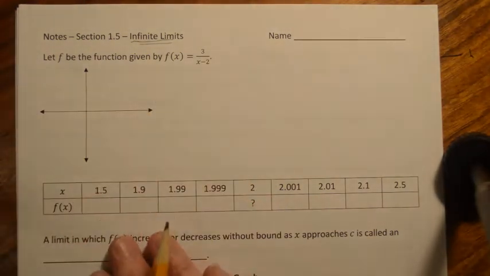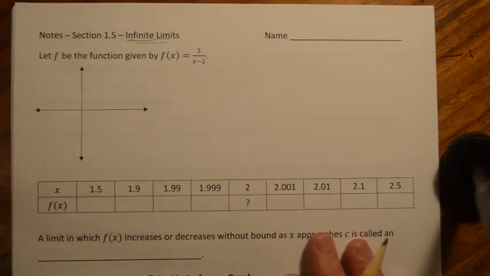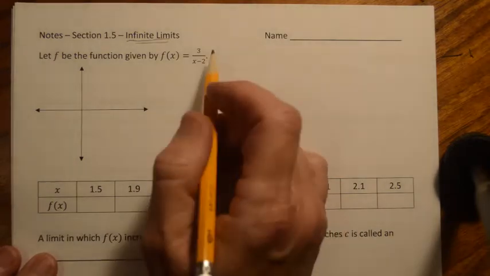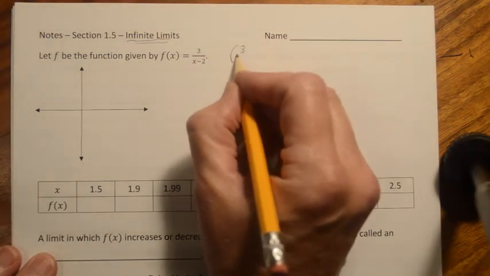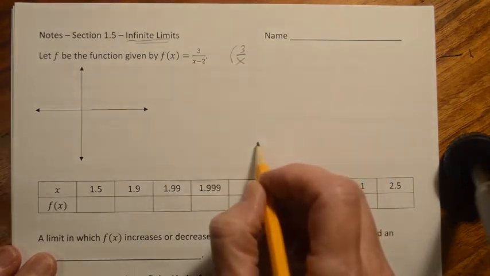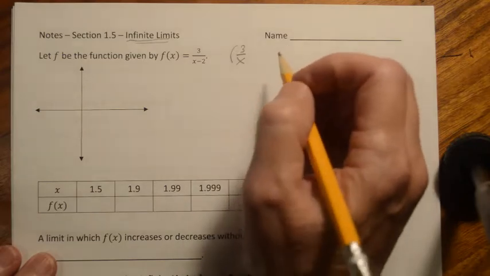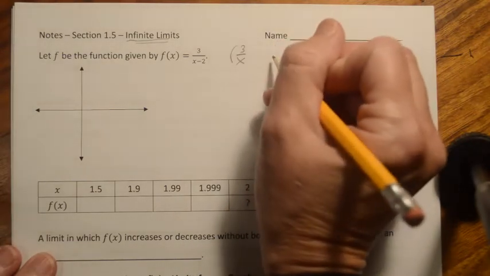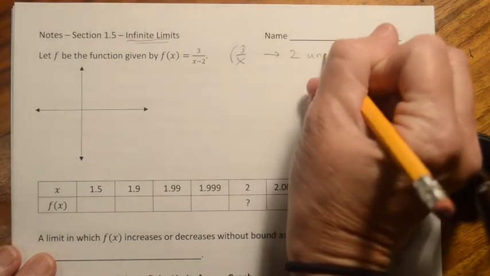Right, so here it says, let f be the function given by f of x equals 3 over x minus 2. If you're thinking, oh my gosh, I have no idea what that looks like, remember this is pretty close to the function 3 over x that you would have graphed this summer. It's just that it's going to be shifted 2 units to the right. Right, so it's just the same as this, but it's 2 units to the right.